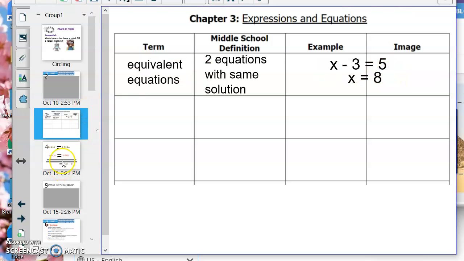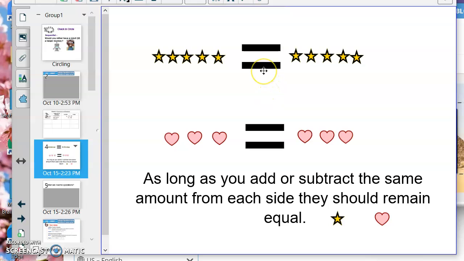the same solution. So one thing to keep in mind when we're working today is if you have an equal sign, and if you add something to one side of the equal sign, you also have to add it to the other side to keep it equal. You also, if you have an equal sign and you subtract something from one side, you also have to subtract it from the other side so that it will remain equal.